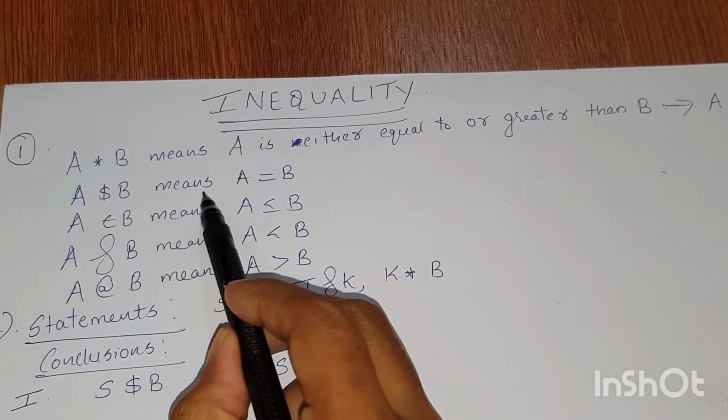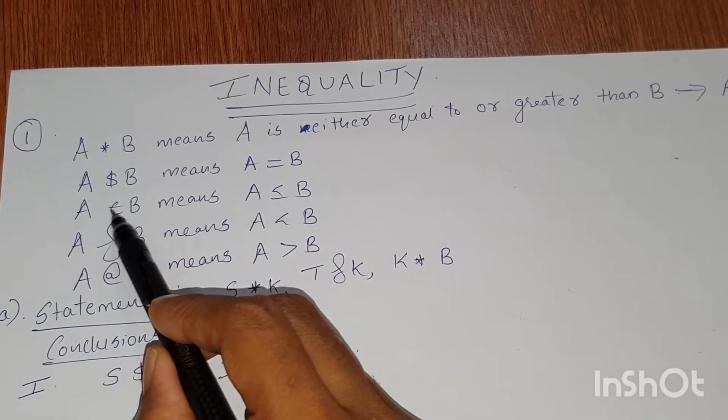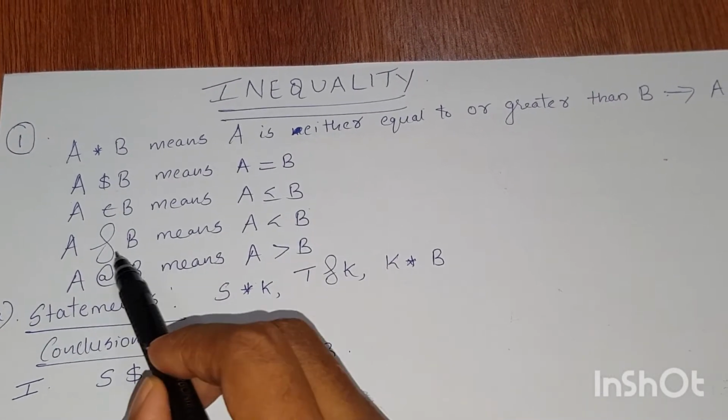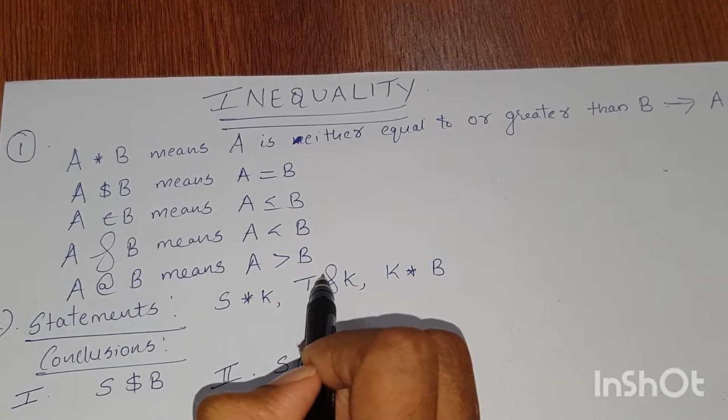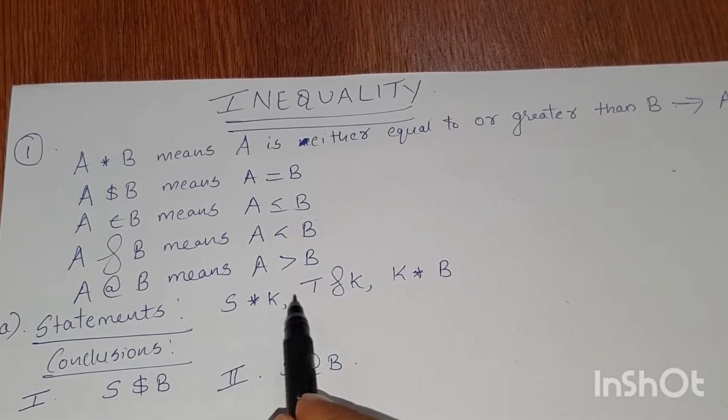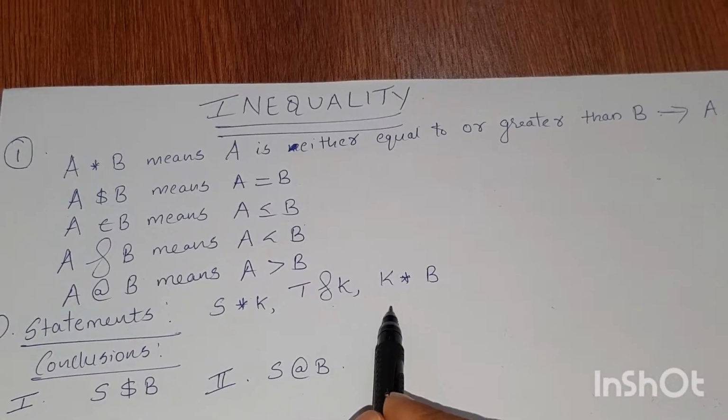A dollar B means A is equal to B. A epsilon B means A is less than or equal to B. A and B means A is less than B. A at the rate B means A is greater than B. And the statements are given. S star K, T and K, K star B.